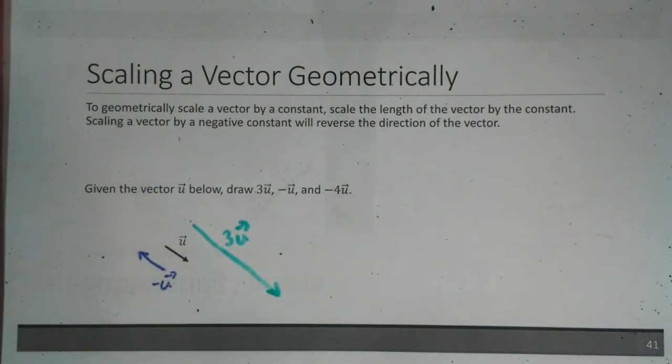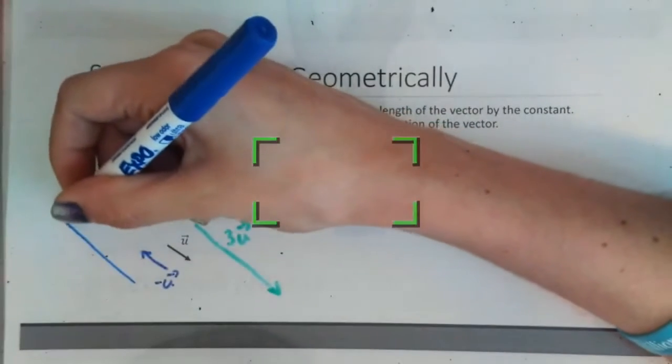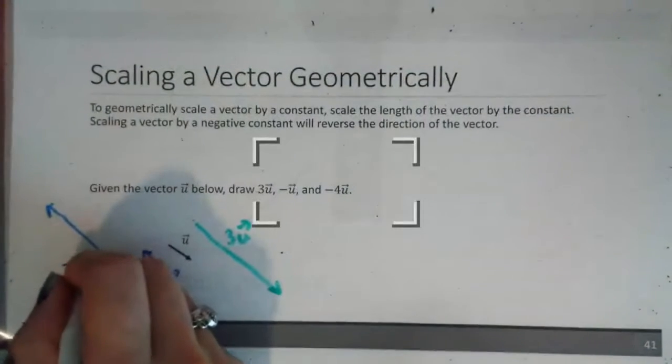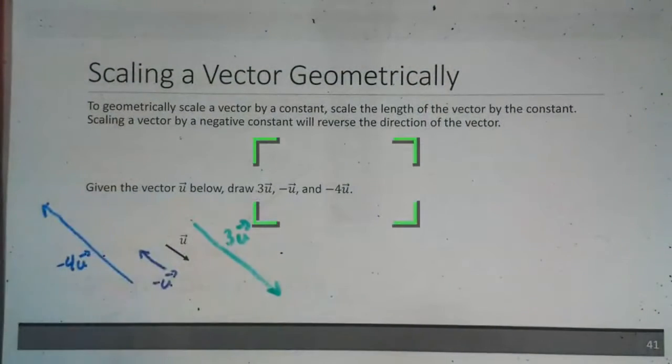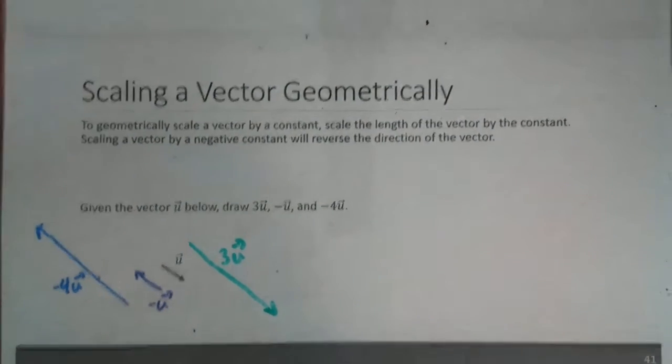And as you can probably imagine, negative 4u will be just like the vector u, negative u, but 4 times as long. I'm just guessing here, but use your best judgment. You'll be doing these online, so you'll have a little bit better concept of how long these things should be. This idea of negative vectors is going to help us subtract them.